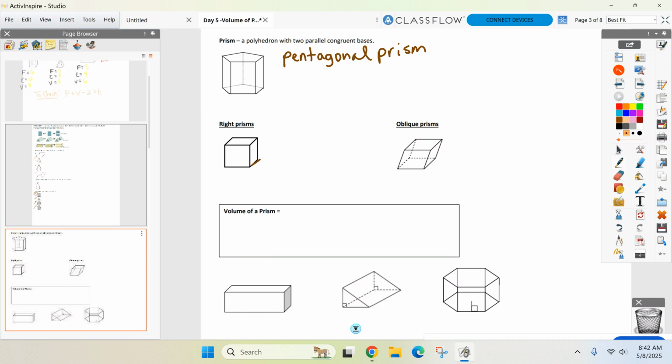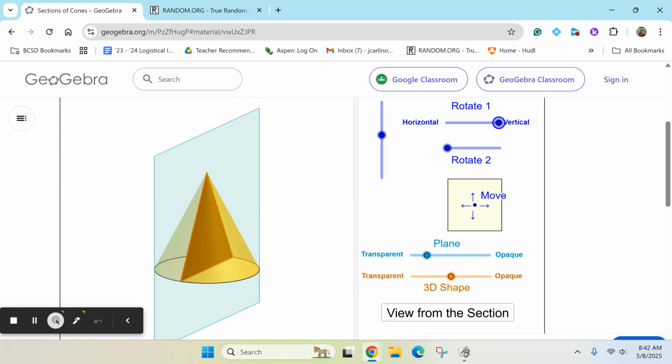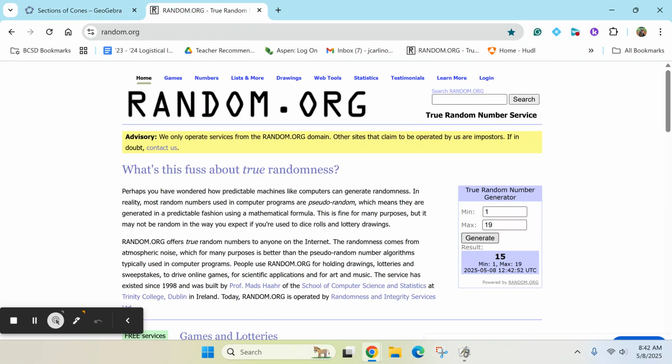Can you guys please look at prism? Can you guys look at the volume of a prism? And somebody let me know what your formula sheet says that formula is. Volume of a prism here.